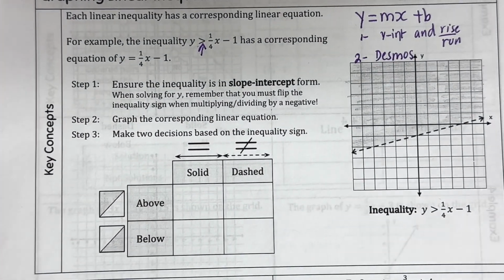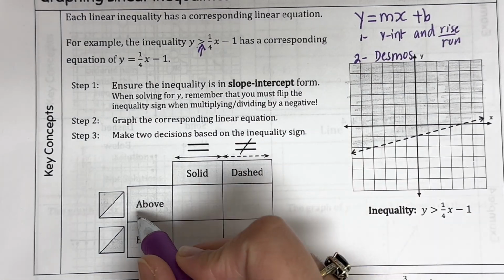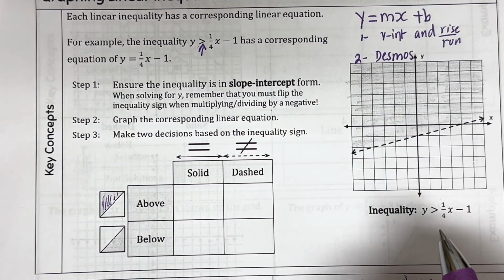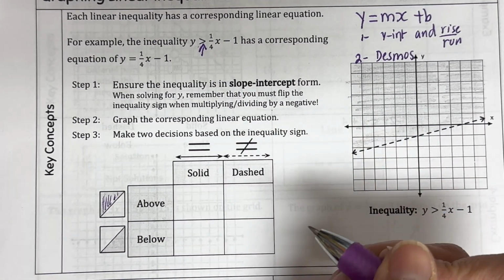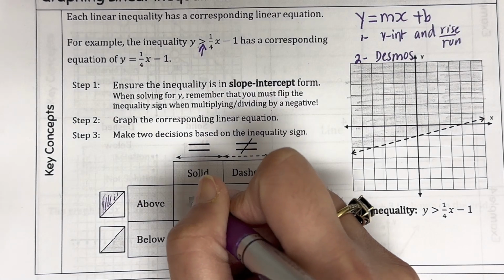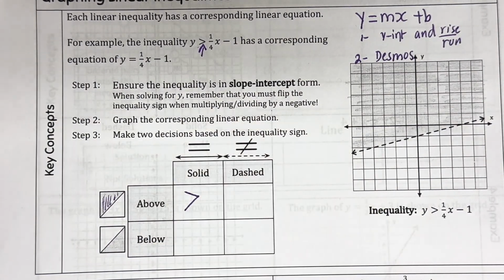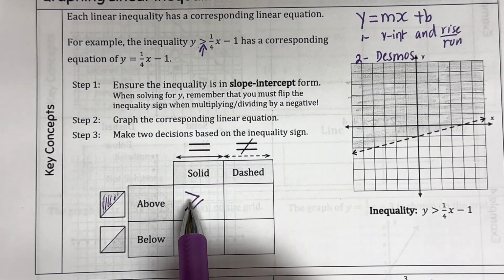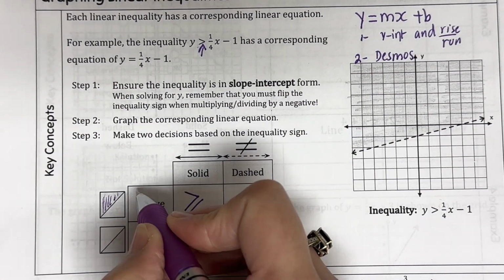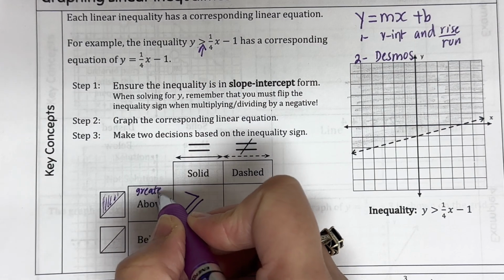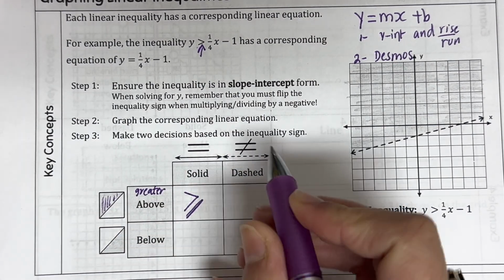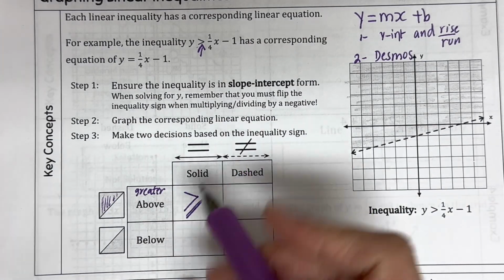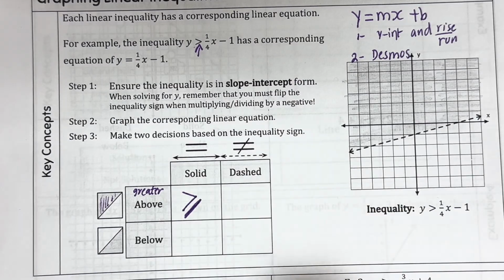Let's review the symbols. What do they mean? Above means above, so the shading is going to go above. And solid means I'm going to have a solid line. So the symbol greater than or equal to: greater means above, and that equal represents the solid line. So the solid line goes with the symbol because it has an equal in it.